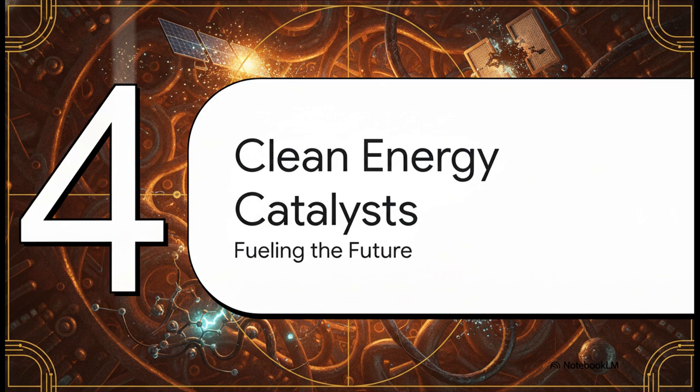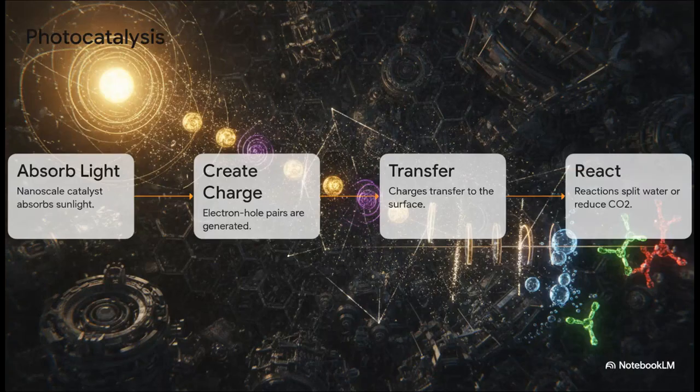Let's pivot to Section 4, nanocatalysts and clean energy. We've seen what atomic manipulation does for biology, right? Now let's look at how it allows us to capture sunlight, generate clean fuels, and safely break down environmental pollutants using nanoscale catalysts. It's a process called visible light photocatalysis. Essentially, a nanoscale material absorbs a photon of sunlight, which generates an excited electron.